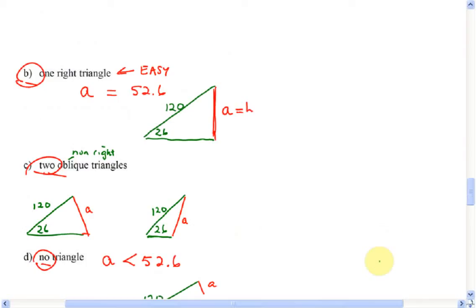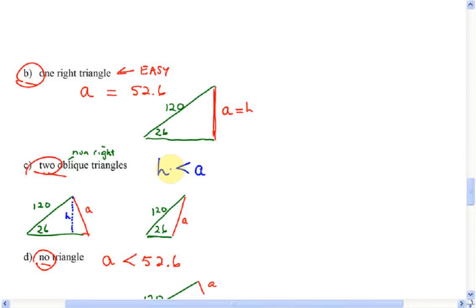So here are the two possible looking triangles for the two oblique triangles. Now, what is the condition for this to happen? How does it relate to the height? Is it equal to the height? Obviously not. Is it less than the height? Obviously not. So what is it? Greater. Good. So notice what I'm going to say here. A has to be greater than the height. Or the height has to be less than the A value. Is that okay? Yes.